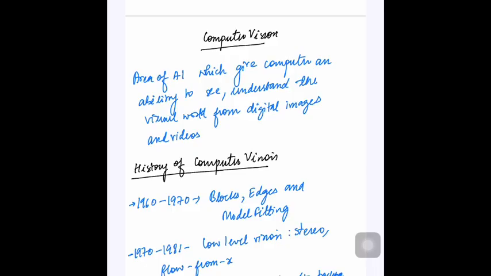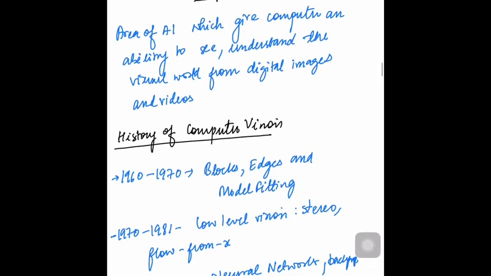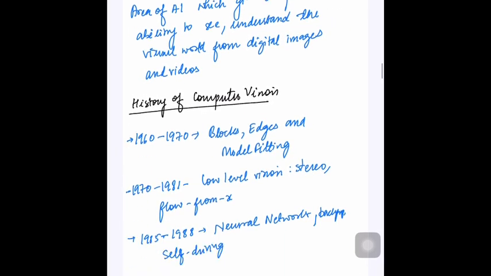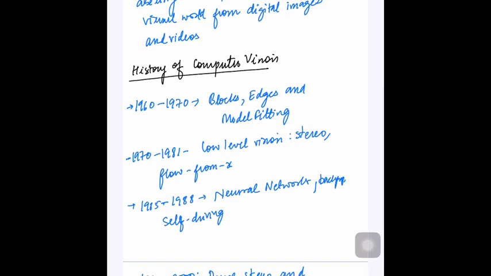To start with, let us first understand what computer vision is. Basically, computer vision is an area of artificial intelligence which gives the computer an ability to see and understand the virtual world from digital images and videos.